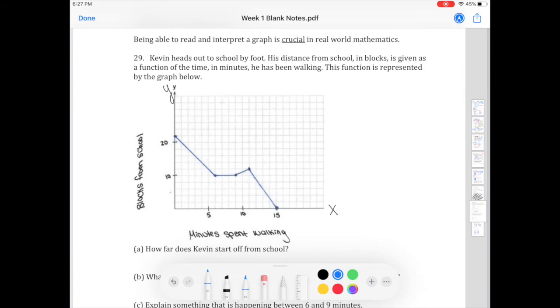Okay, it's telling you that Kevin is heading out to school by foot. So if you look at what's happening here, your x-axis represents minutes, so time is going on the more the graph goes towards the right. Then your y-axis is representing your blocks from the school. So look at where he starts at 0 minutes, which is when he initially starts walking. He's right here. And then he goes down. The graph is going down, down, down, which means he's less blocks from school. Where is he walking? If he's going down on this graph and becoming less blocks away from school.